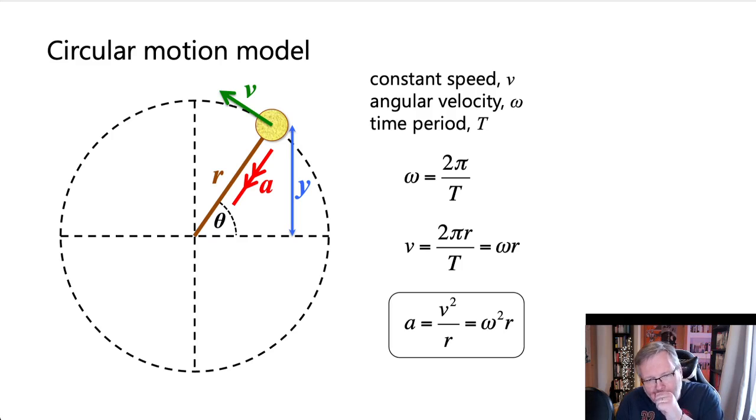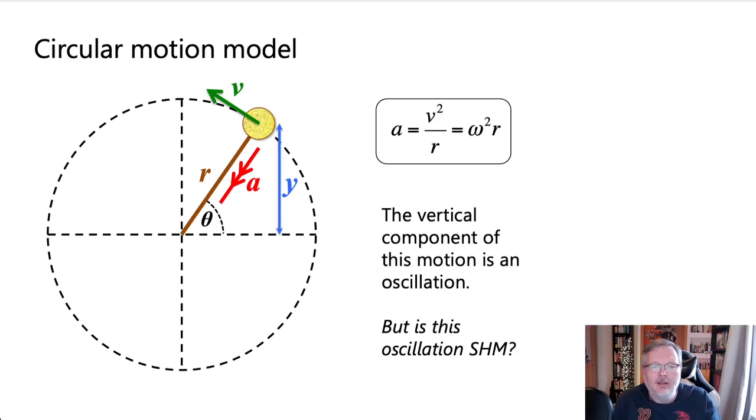And a equals v squared over r. We got that from the circular motion equations, which also, if you do a little substitution, equals omega squared r. So our y value, as our object rotates, the y will go up and then down and then negative and then back up again. It will oscillate.